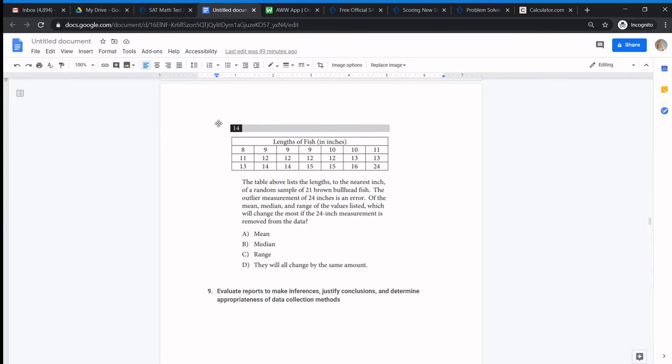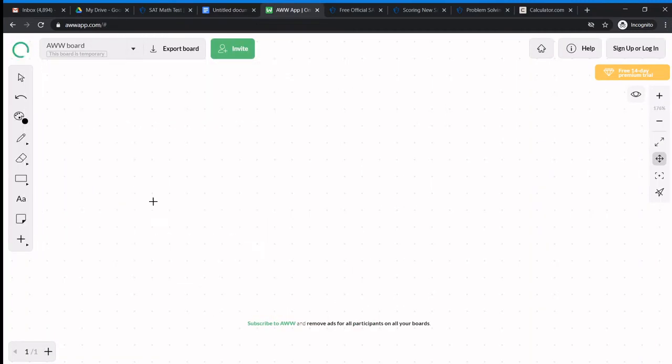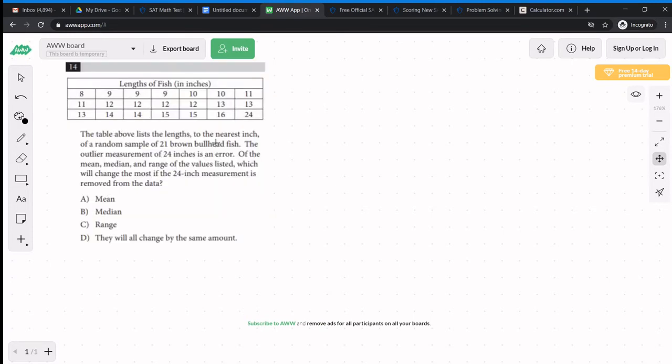So the next problem. This is a problem I see pretty often. The table above lists the lengths, to the nearest inch, of a random sample of 21 brown bullhead fish. The outlier measurement of 24 inches is an error. Of the mean, median, and range of the values listed, which will change the most if the 24-inch measurement is removed from the data?